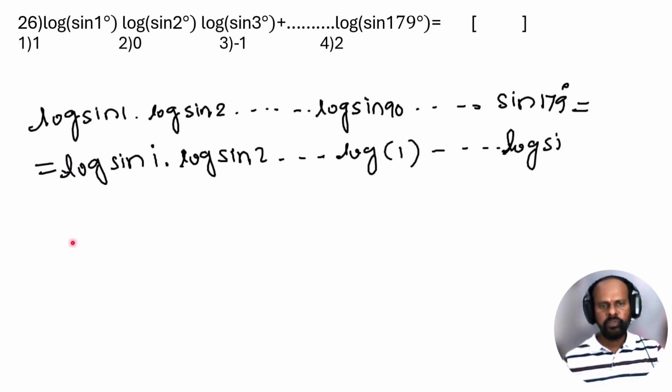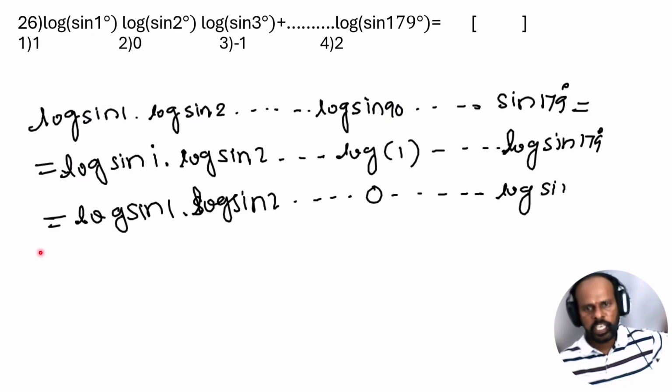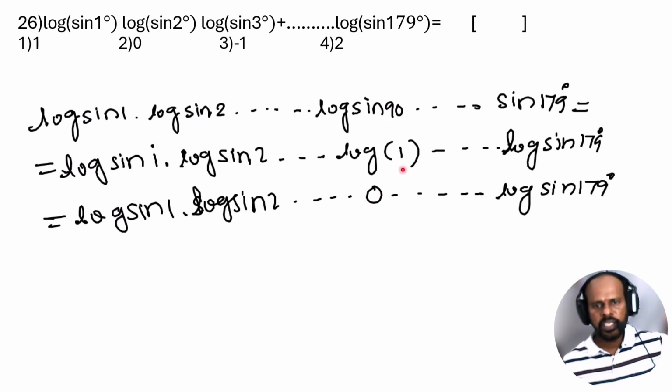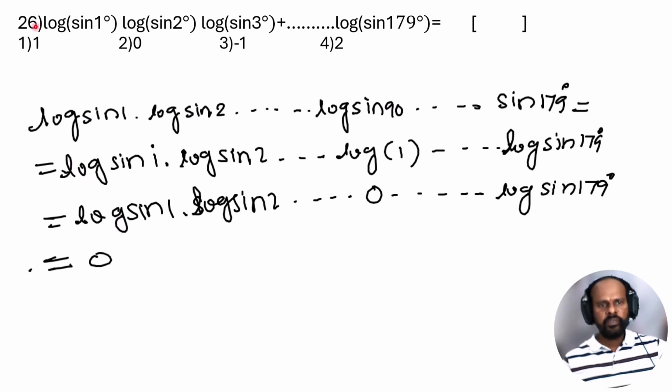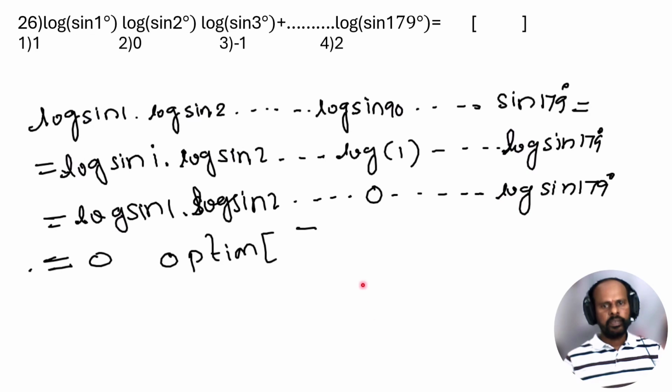And you know everybody, log of 1 is always how much? First writing as it is, second writing as it is. So this is the product total. So this can be written as log 1 into 0. Since log 1 is 0, the total value becomes 0. So the option is 0.